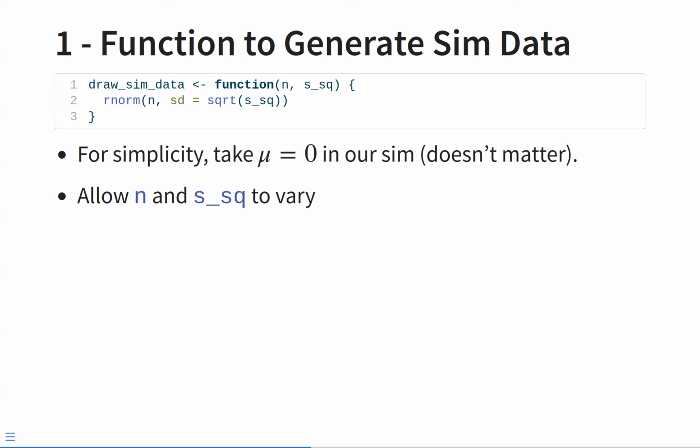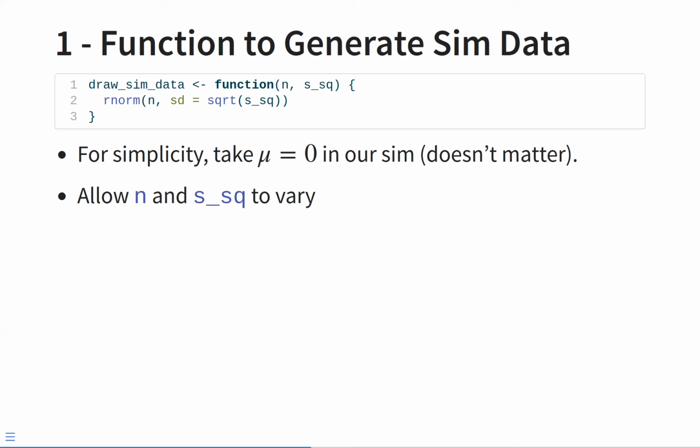So step 1 is a function to generate simulation data. Here it is. I'm just going to use rnorm, n, and I'm going to set the standard deviation equal to s_sq. This is pretty simple. I just want to note that I'm actually taking mu equal to 0 in the simulation. The reason I'm doing that is that it doesn't make any difference to the results, and it just slightly simplifies the implementation. But the way I've written this function is to allow n and s squared to vary. So I'm allowing the number of draws from the population and the population variance to vary because I'm leaving those as arguments of the function.